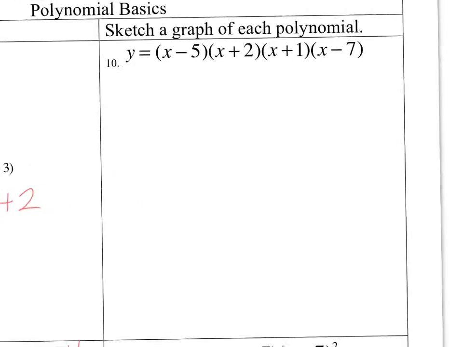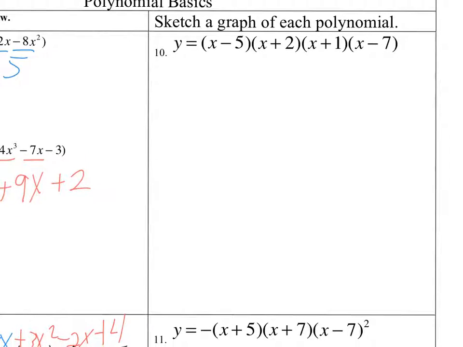Now, sketching some graphs of polynomials. First thing I'm going to do is figure out my intercepts. X-intercepts are going to happen at whatever makes each parentheses equal to 0. So we've got 5, -2, -1, and +7.